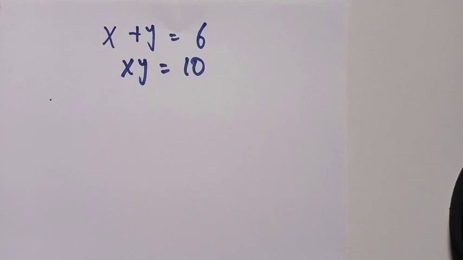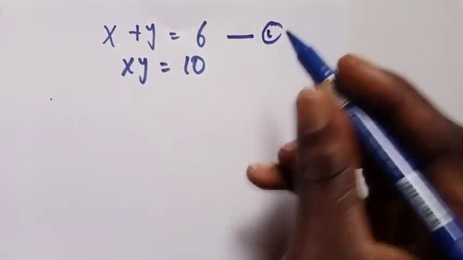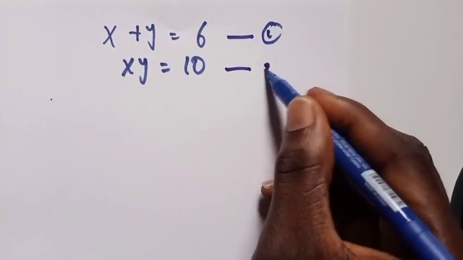In this video we're going to solve this system of equations: x plus y equals 6 and xy equals 10. Alright, the first thing we're going to do is to label each of the equations. This one is equation 1 and this one is equation 2.